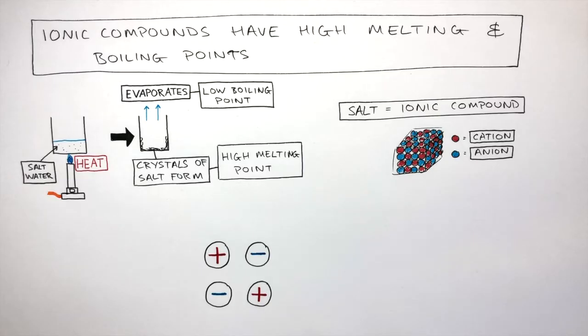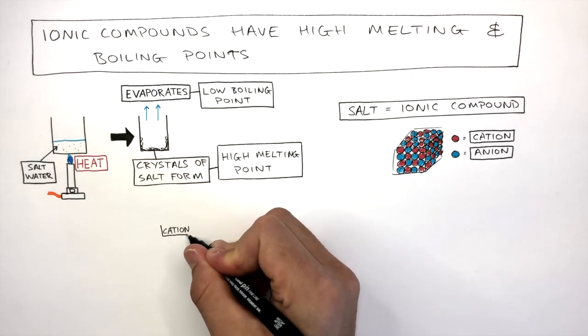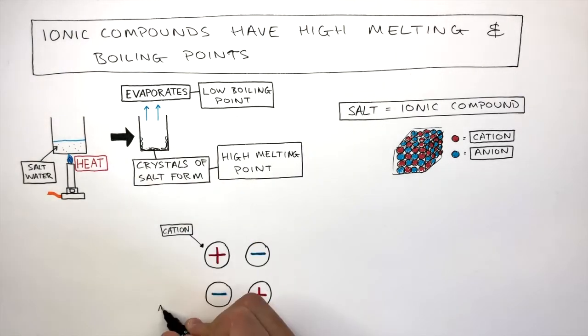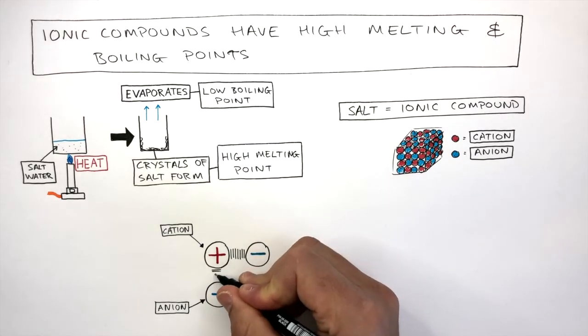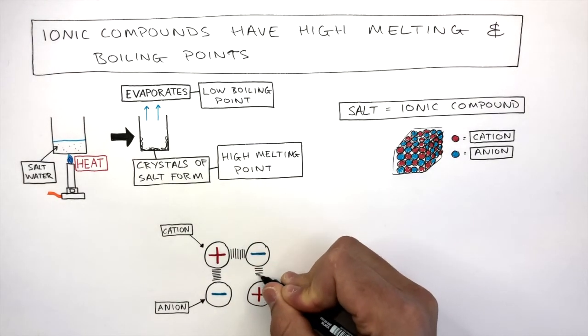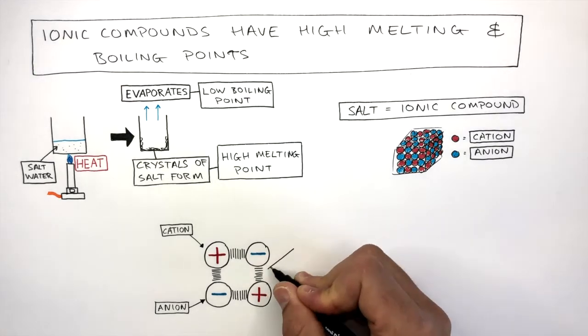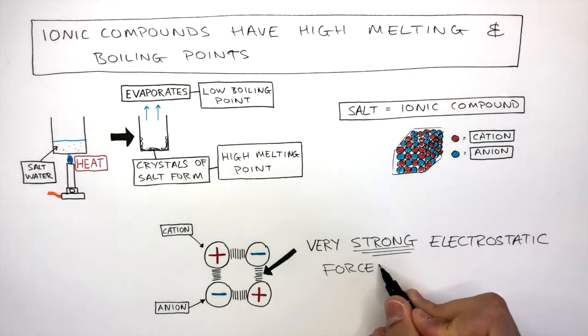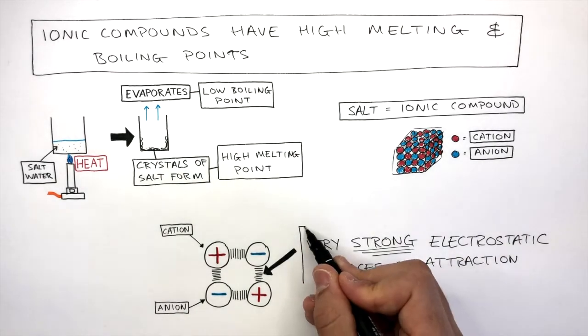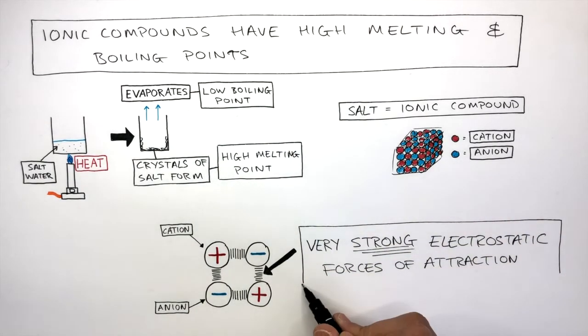To really understand why ionic compounds have high melting and boiling points, we're going to zoom in on 4 ions. This is a cation, which is a positively charged ion, and this is an anion, which is a negatively charged ion. These lines represent ionic bonds, which always exist between oppositely charged ions. Ionic bonds are very strong electrostatic forces of attraction that always exist between oppositely charged ions.